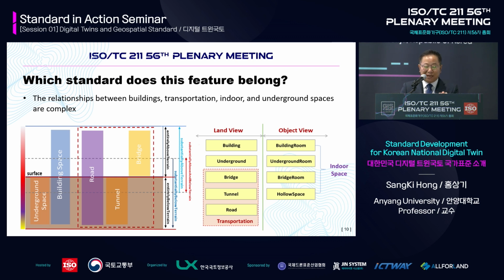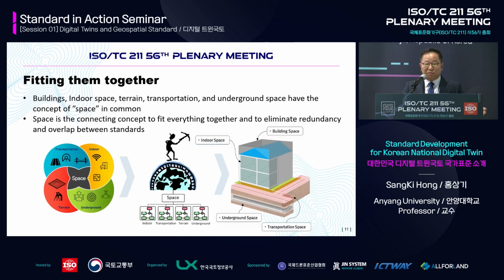If you look from the land view, then there are buildings, underground, bridges and tunnels, and we would classify them into these different domains, but still inside the object, there's a room inside the building, there's a room in the tunnels actually, and bridges, and there are hollow spaces as well. So how do we do that? So basically what I'm saying is that mostly these objects are handled by the particular domains, but still there are some challenges to fit them all together.